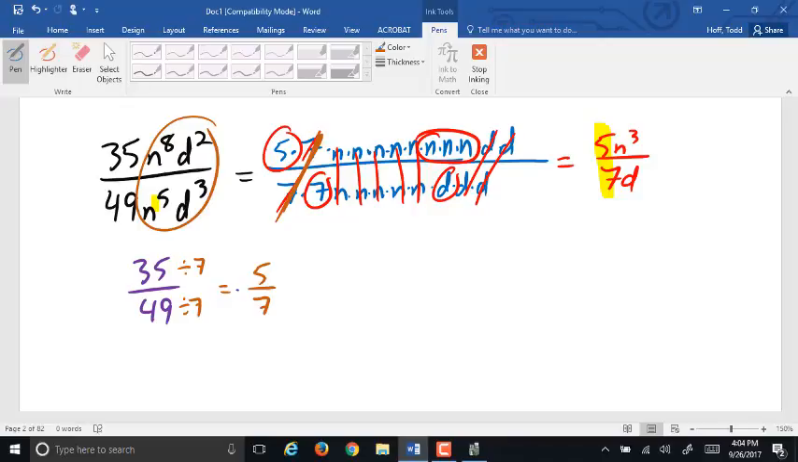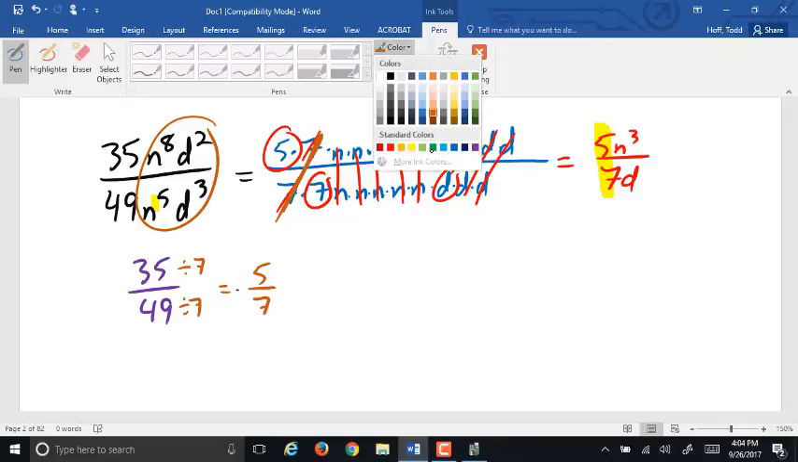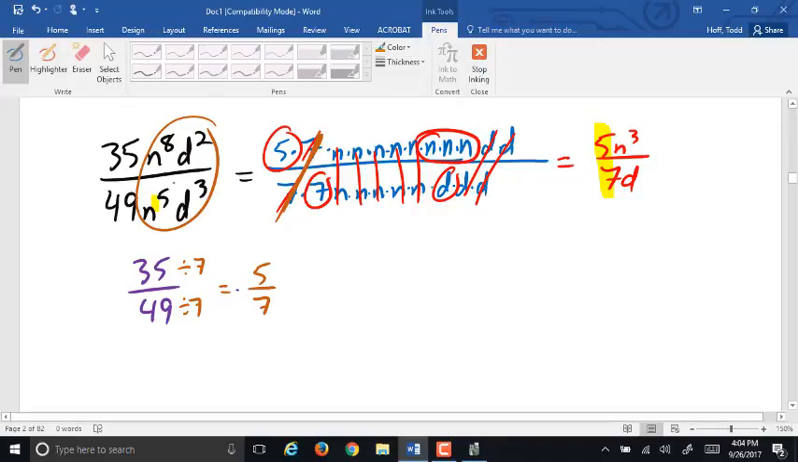If we look at our variables, in the n's, we were able to cancel out 5 n's. That's because the smallest power of the n was 5. The n ended up on top in our result because the larger power in the original fraction was on top. The value here of 3, well, how would I get a 3 out of these two exponents? Subtract 8 minus 5.